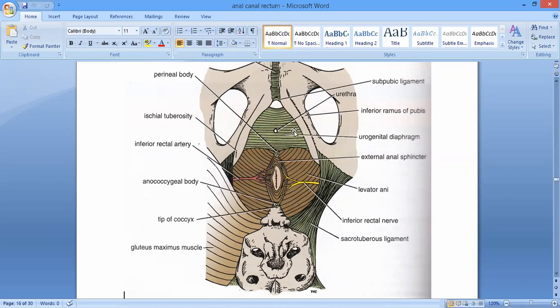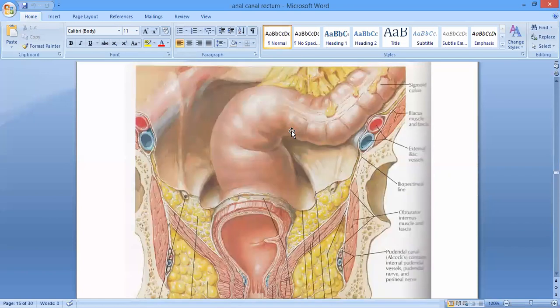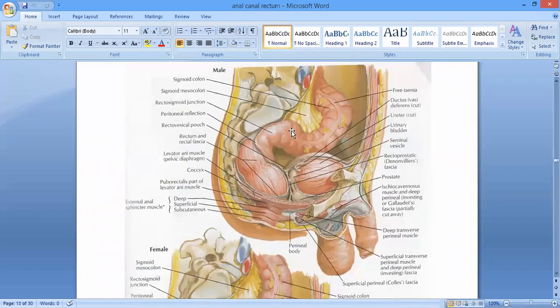Okay. In the case of the male, you can see anteriorly again, this is the perineal body. These are muscles which form the urogenital diaphragm over here, right? And then the bulb of the penis, right? In the case of the male, the bulb of the penis is there, and the membranous part of the urethra, right?